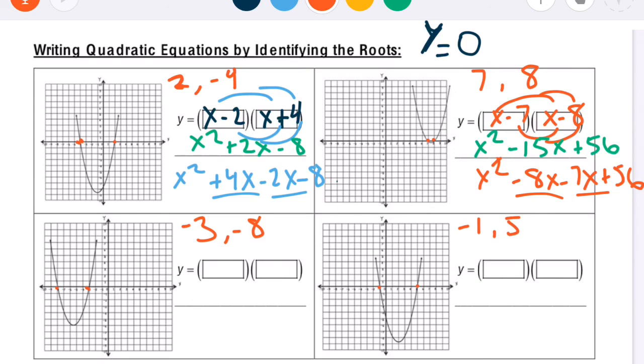And just real quick to finish it off, the factors here would be x plus 3 and x plus 8. And for the last one, it would be x plus 1 and x minus 5. Make sure you have those opposite signs.